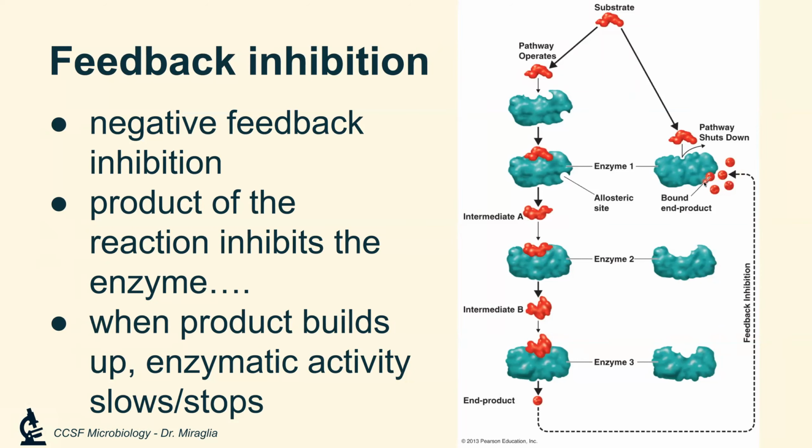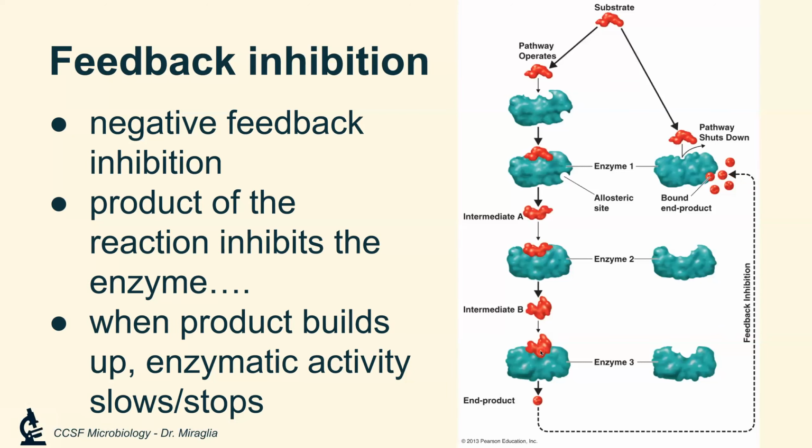Now, what happens after the cell uses up all of these end products? Then the site will become free again, and the pathway can start up. So this is the cell's way of controlling this pathway. When it has a lot of the end product, the pathway will shut down, so it doesn't keep making something it doesn't need. When it runs out of the end product, it will fall out of the active site, and now this pathway can commence.